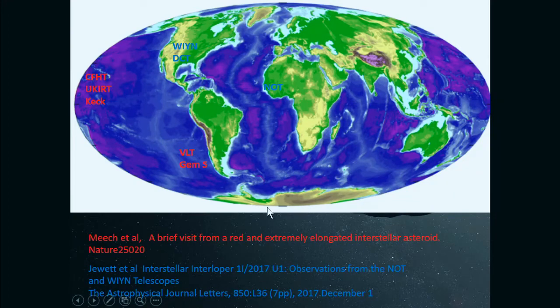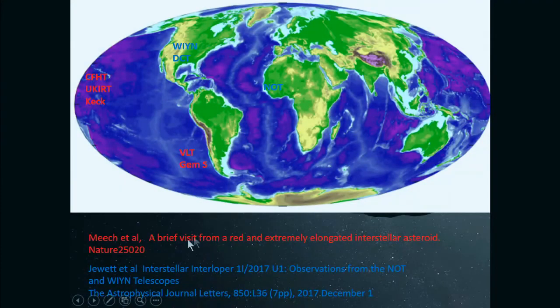Now I get to the light curve, which is really strange. There are so many strange things about this object. There's one team led by Karen Meech, including those two Canadians, and I've coded them in red, and they were able to get observing time on the Canada-France-Hawaii Telescope, the UK Infrared Telescope and Keck in Hawaii, and the Very Large Telescope and Gemini South in Chile.